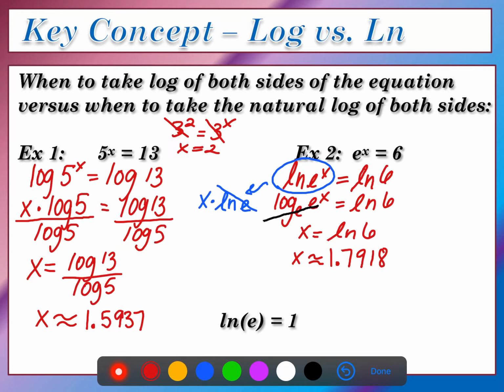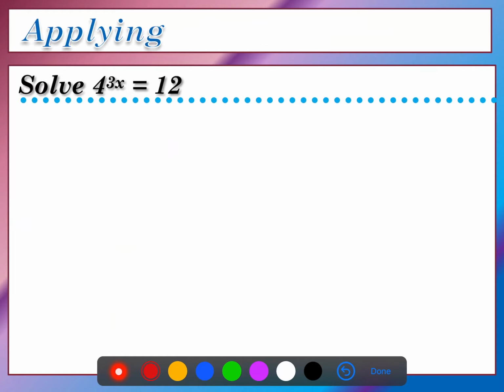All right, so now let's just look at a couple more examples of how we handle different types of problems. Okay, so I have a 4 and a 12 here. No matter what I do, I'm not going to get them down to the same base. Okay, so I'm going to take common log of both sides. And using my properties, I'm going to take 3x, which is my exponent, and I'm going to turn it into my coefficient.